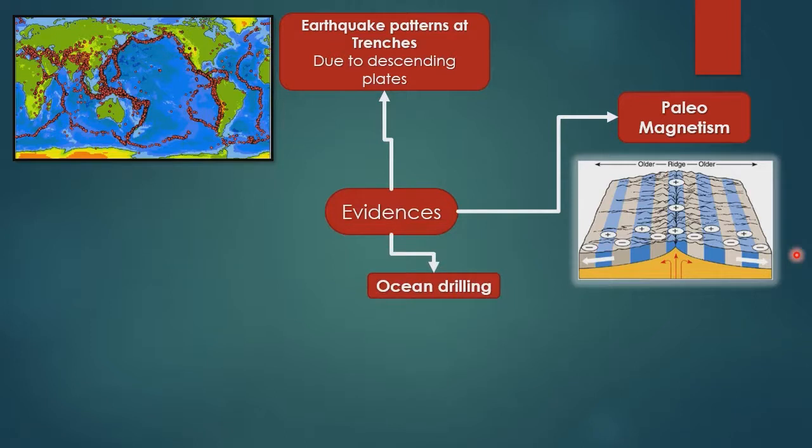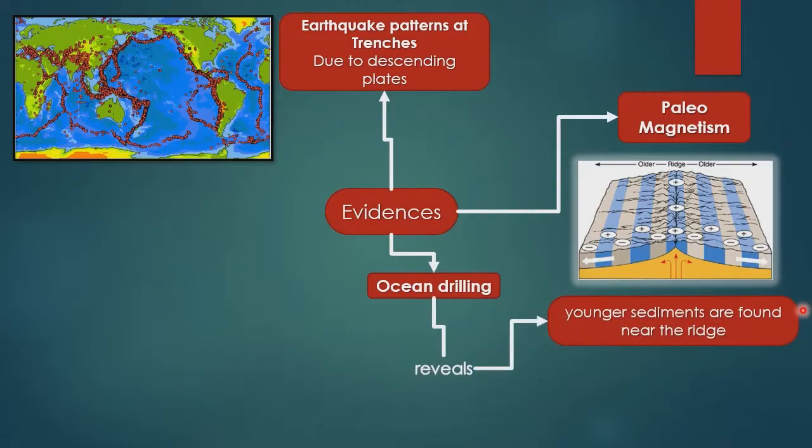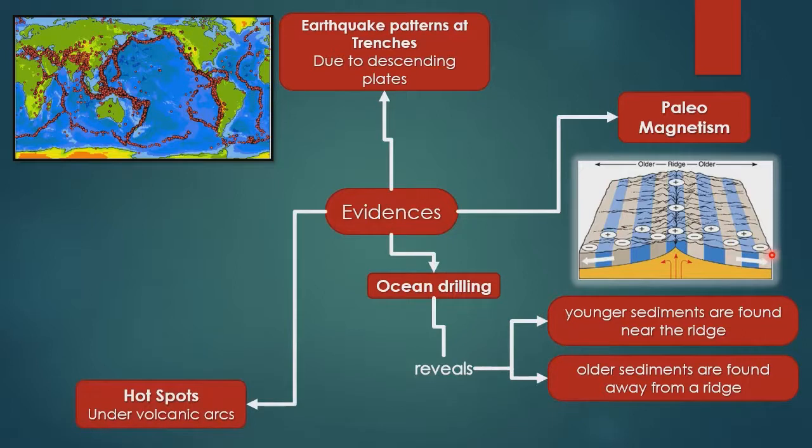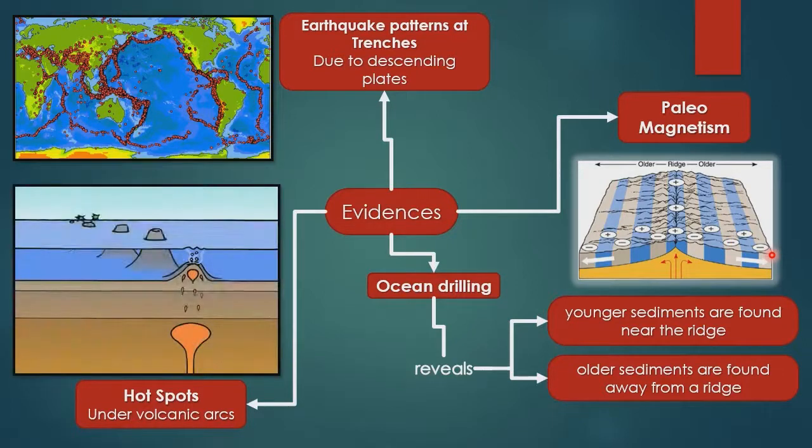Another evidence that will also support paleomagnetism is ocean drilling, because this simply reveals that younger sediments are found near the ridge of the ocean floor, and that the older sediments are found away from that ridge. So another one are hotspots. Underneath the asthenosphere there is some kind of hotspot that is spewing all of this magma, and it also creates those volcanic arcs.